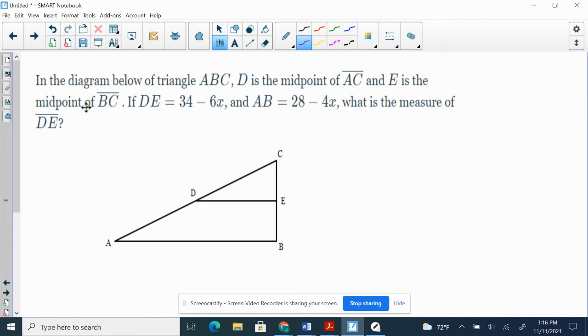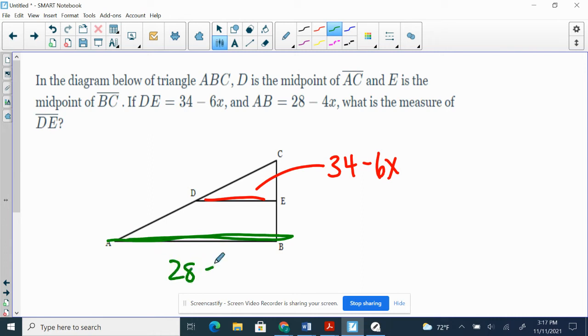So in the diagram, DE is the midpoint of each side is what this says in the sentence. Sorry, guys. So if DE is 34 minus 6x, then they tell us that AB is 28 minus 4x.